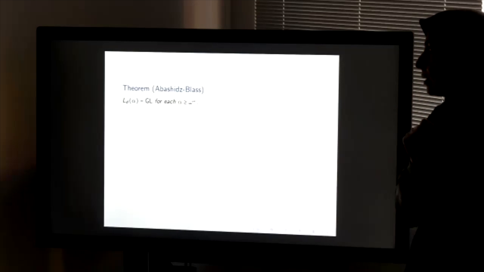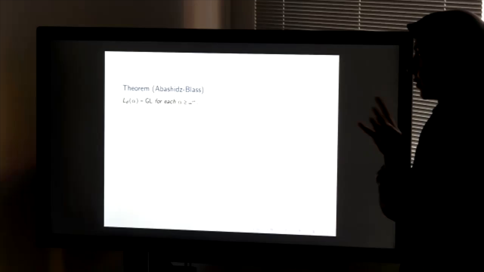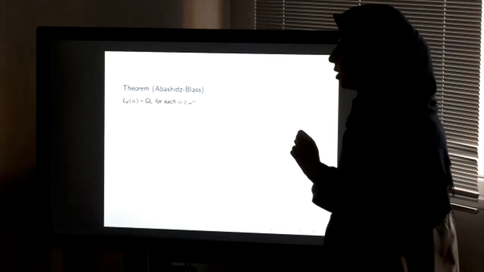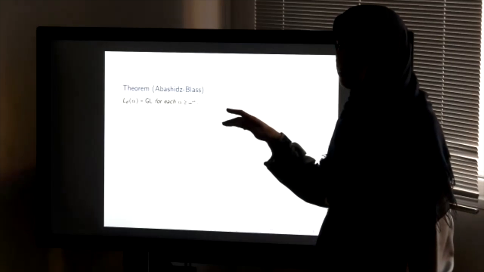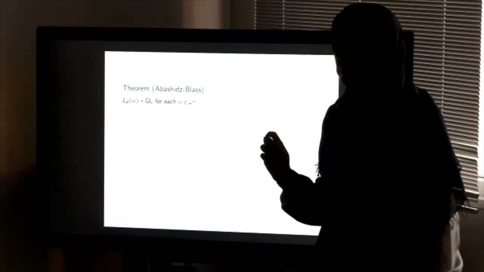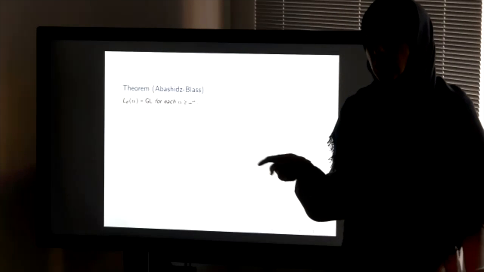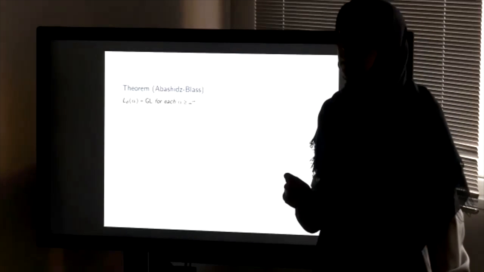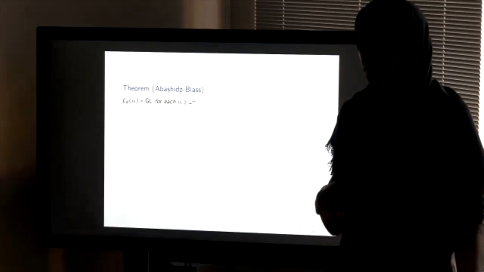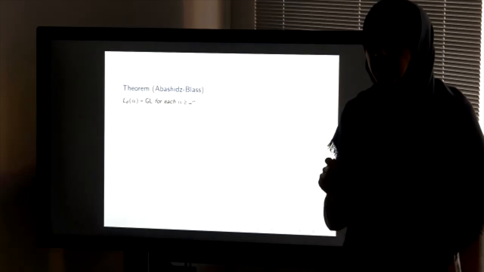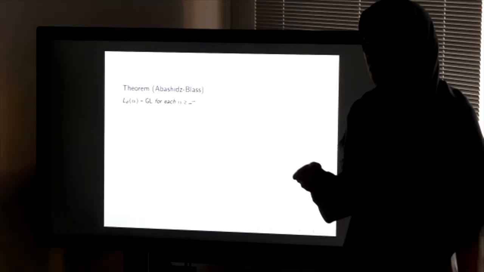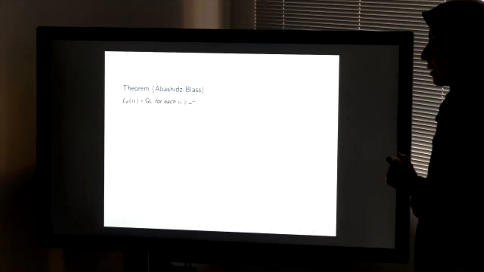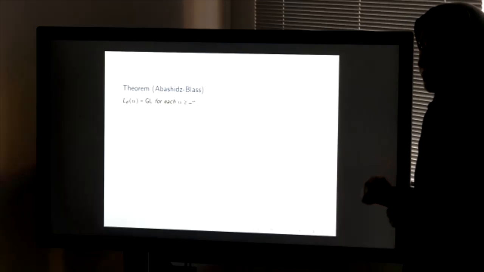Also, there is a theorem by Abashidze and Blass. They proved separately that for any ordinal alpha equal to or greater than omega to the power omega, with the interval topology, GL is complete with respect to alpha. We don't have time to discuss that, but I just want to mention that we have such interesting results about GL and ordinals.